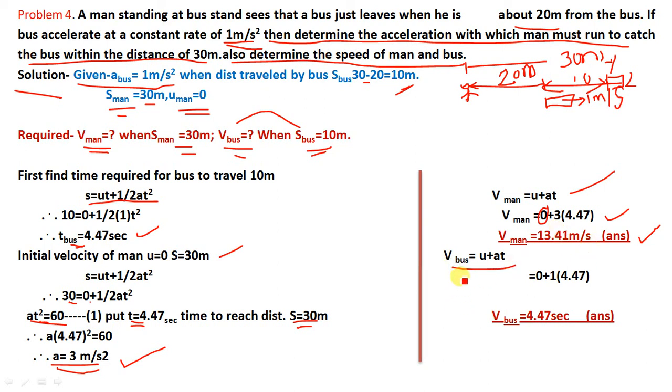Now the velocity of the bus: v is equal to u plus at. So u is 0, a is 1 as given, time t is 4.47 seconds. Substitute that value. So this is the velocity of the bus when t is equal to 4.47 second. This is the velocity of the bus when it reaches the distance of 10 meter, and this is the velocity of the man when he reaches the distance of 30 meter in order to catch the bus.